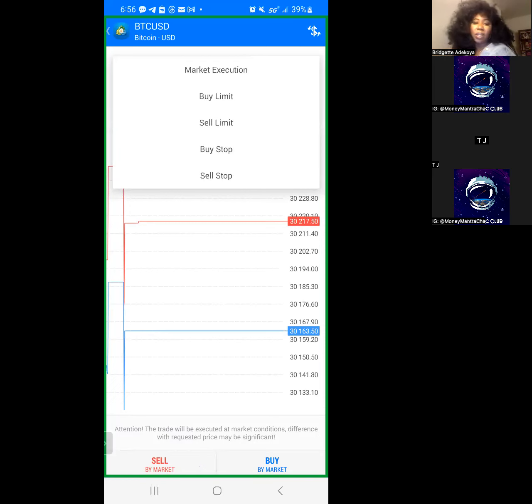You just click the menu, and as you can see, there are different pending orders: buy limit, sell limit, buy stop, and sell stop. Those are the different types of pending orders. I know that Chacha has some information on pending orders, so if you're not familiar with them, definitely ask some questions. But my favorite pending order to do when it comes to Bitcoin is definitely buy stops, because when the market buys, it's just going to keep buying. But there are the other pending orders here that you can take advantage of.